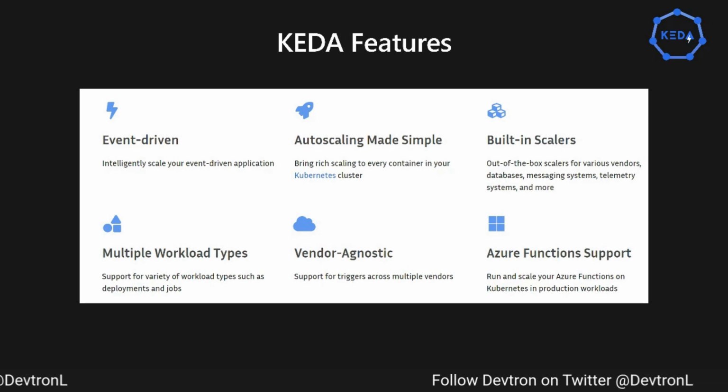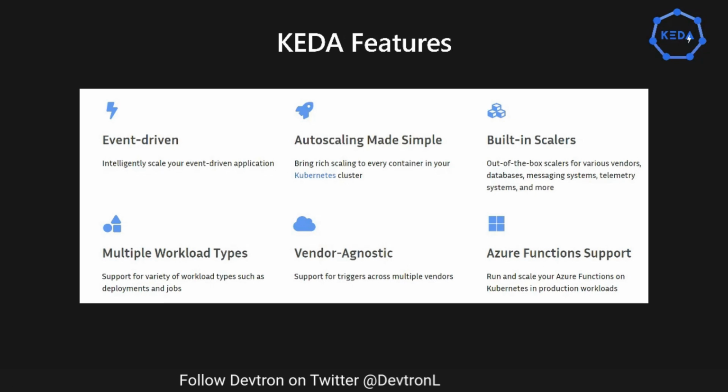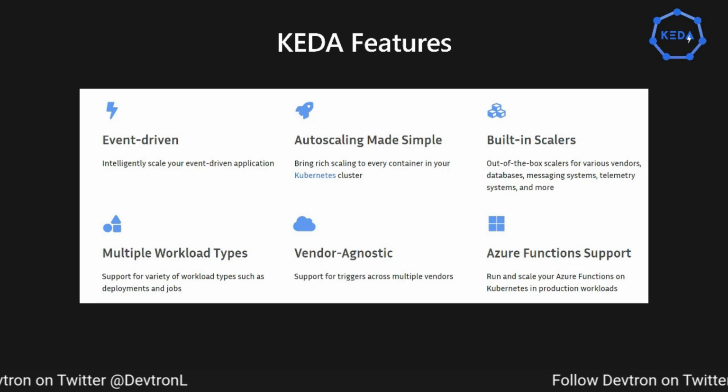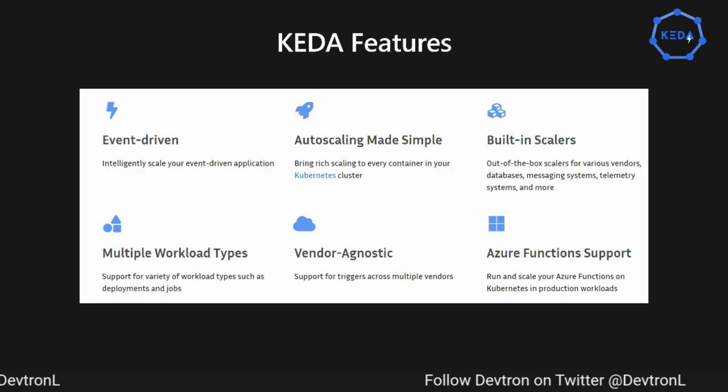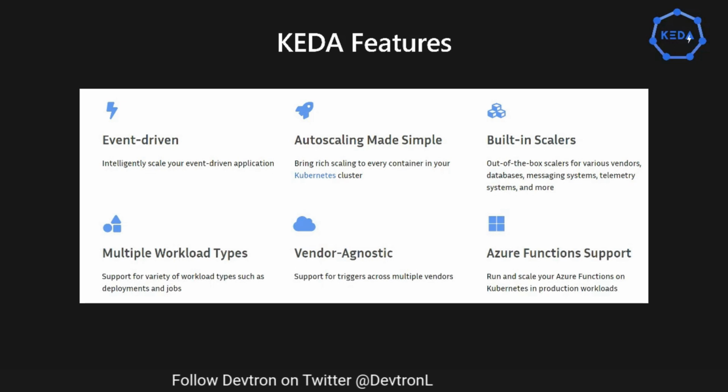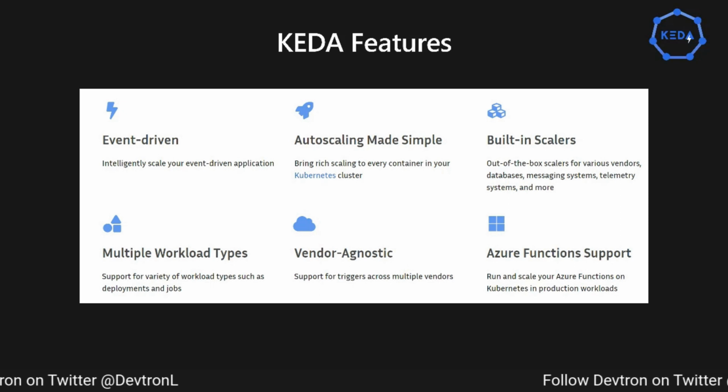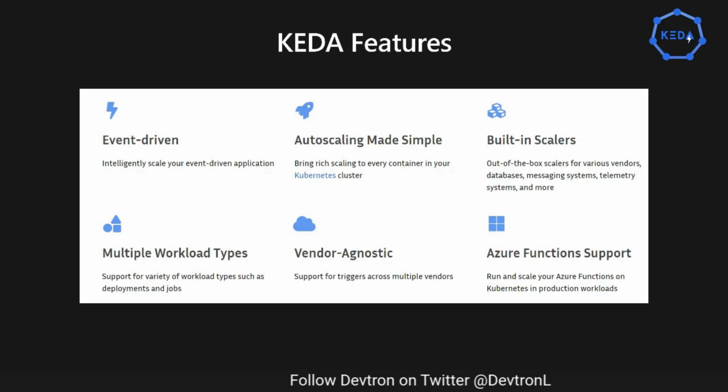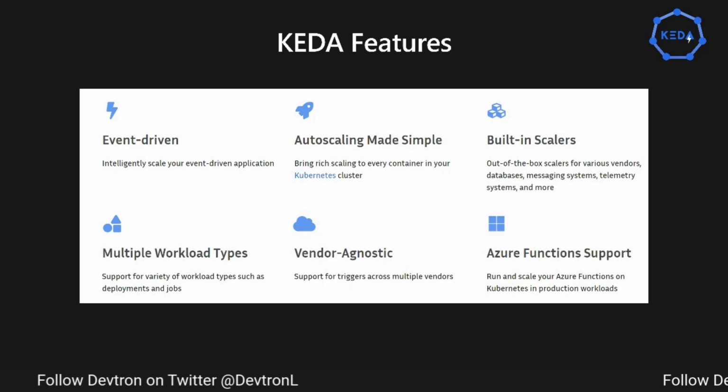So tomorrow, if we decide that we don't need KEDA, and we want to replace it with some other better solution, we can just remove the KEDA-related objects from our Kubernetes cluster, and our existing deployments and services will continue to work. I will show quickly what the built-in scalers are. It also supports multiple workload types. We looked at deployments in this example, but even Kubernetes jobs can be scaled using KEDA.